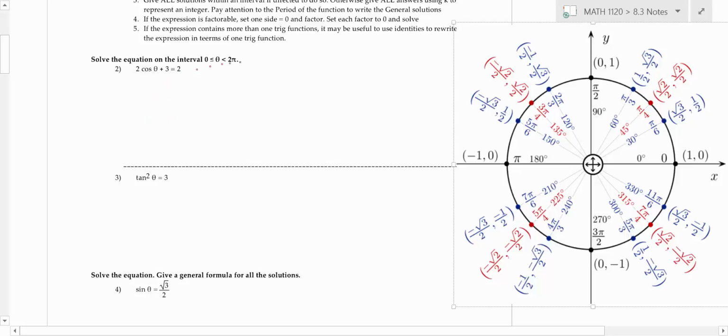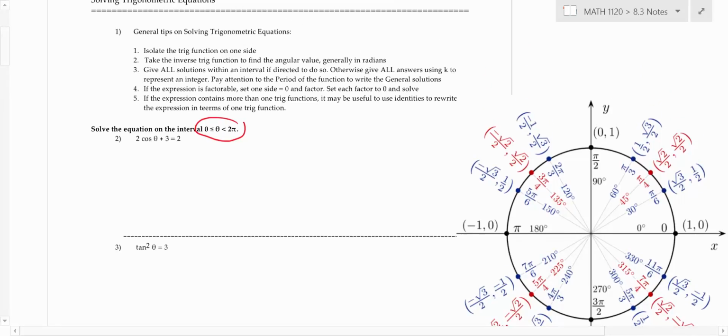So what you typically do, not always, but a lot of times, I give you an interval of where I want the trig equation solved, because this equation actually has an infinite number of answers, so I'm going to narrow it down to 0 to 2 pi. So you do the very typical things you're used to doing when you solve equations. You isolate the trig function.